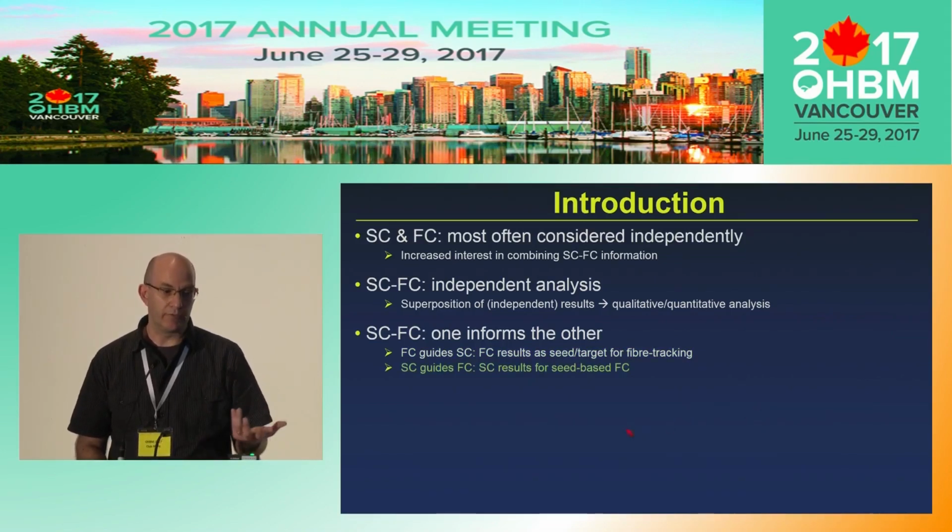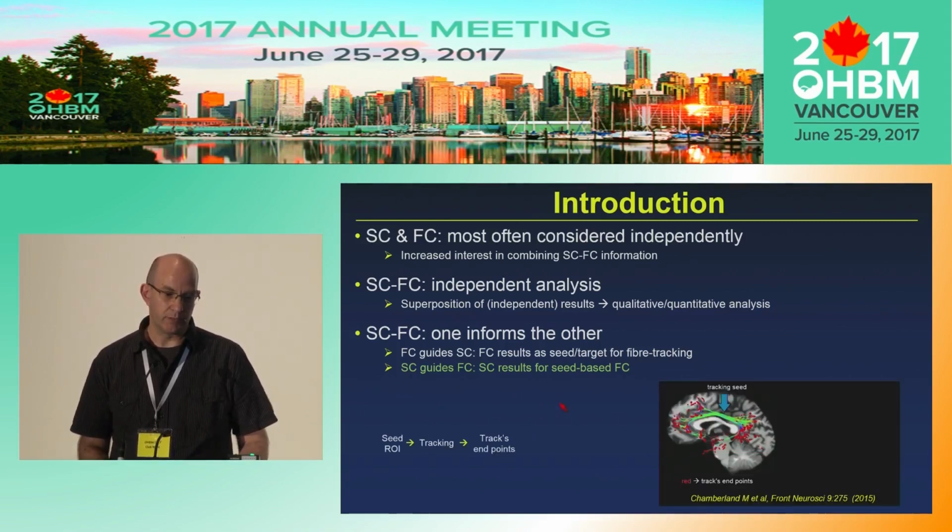We can do the opposite way around, so use the structural connectivity results to guide the functional connectivity, and this was nicely illustrated by the group of Maxime de Schotten. What they were doing is illustrated in this figure. They took a seed region, shown here by the blue arrow, in the cingulum. Then they did tracking and generated the cingulum bundle. Then they went to the endpoints of the track at all these red areas.